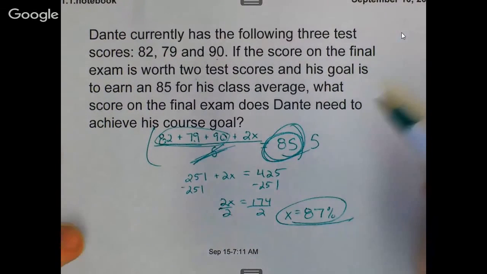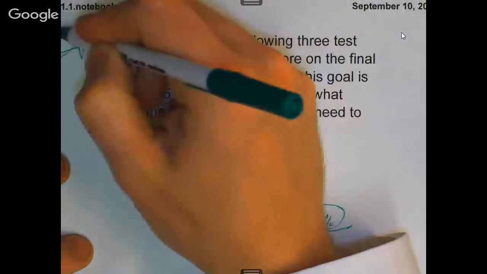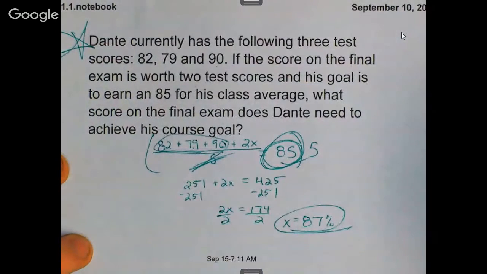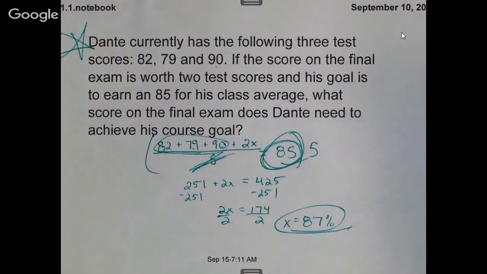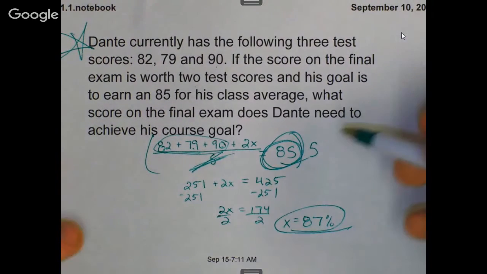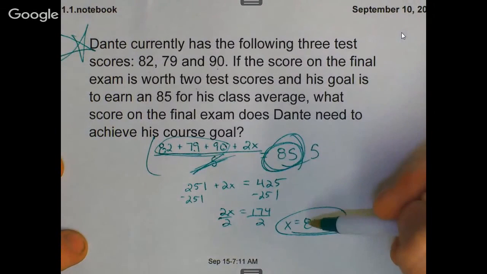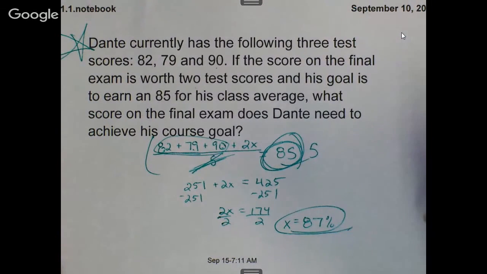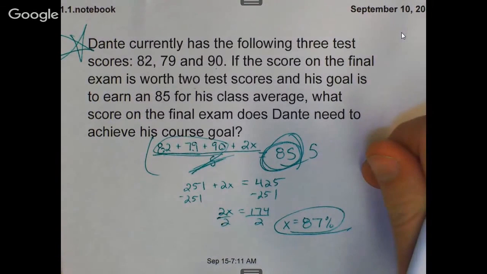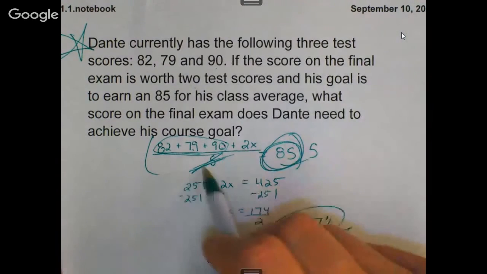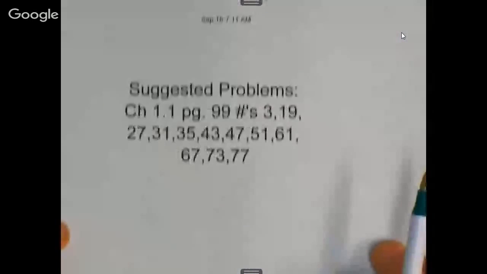Okay, this is a great problem. A lot of you, when you go to college, and in my final, you will want to figure this out. Okay, and we will talk about this in class. This is a great example of how to use just simple linear modeling in real life.